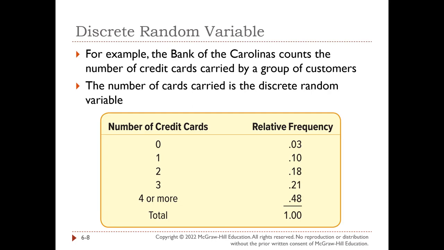So again, we're looking for items to be actually separate in a range. For example, the Bank of the Carolinas counts the number of credit cards carried by a group of customers. The number of cards carried is the discrete random variable. Number of cards 0, 1, 2, 3, 4 or more. Notice there is separation, 0 and 1. We're not looking at 0, 0.1, 0.2, so forth and so on. We do have separation. This is where we get discrete. And it does show the frequencies: 0.03, 0.10, 0.18, 0.21, and 0.48 of card-carrying people. Again, adding up to 1.